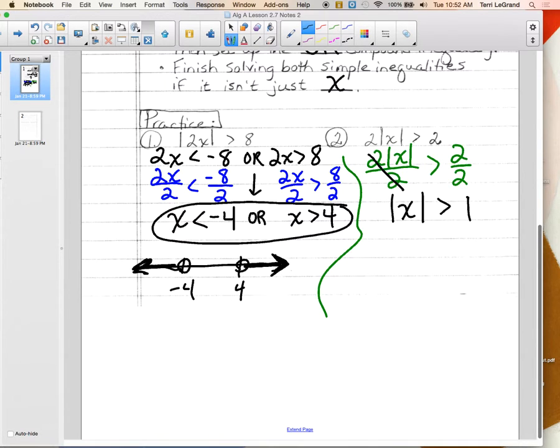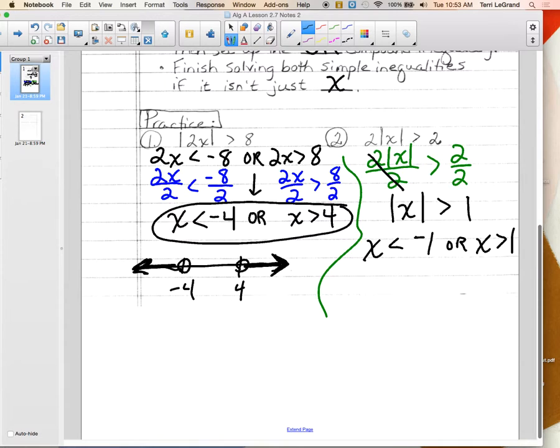Okay. Now the absolute value expression is by itself. What would we do next? Set up the compound inequality, right? Okay, what would it be? x is less than negative 1, or x is greater than 1. This says the distance of x has to be more than 1 unit. So all the numbers less than negative 1 have a distance of more than 1. All the numbers greater than 1 have a distance of more than 1. So there's our compound inequality.